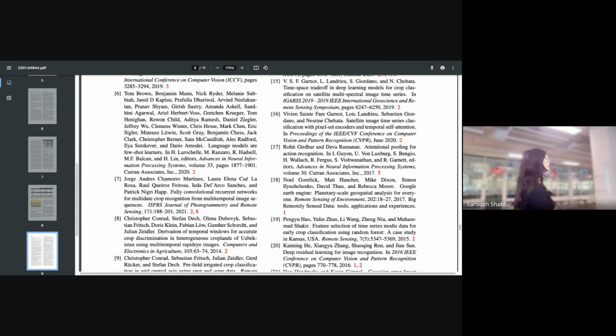Okay. So every image of the same patch, for the same place, is going to be roughly the same time of day. Okay. Thank you.